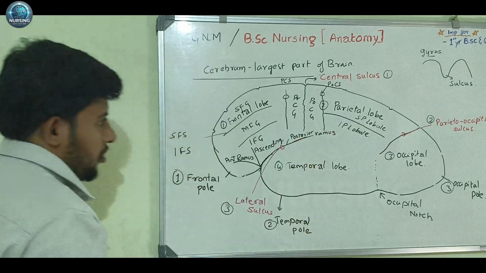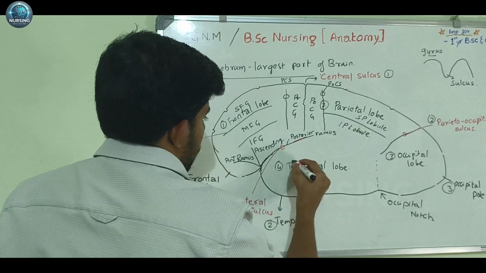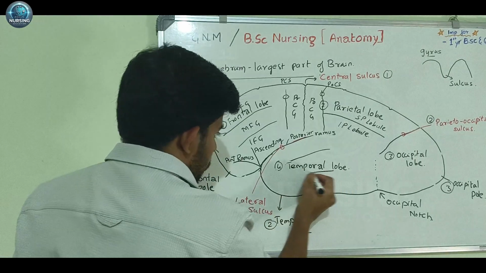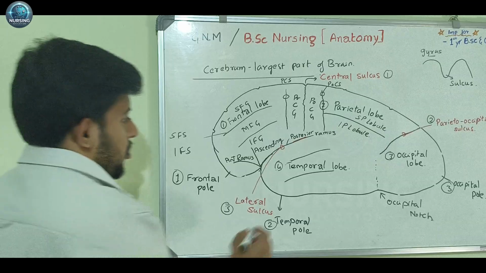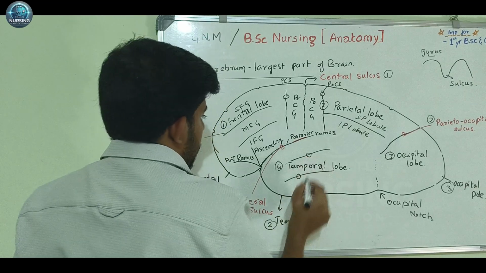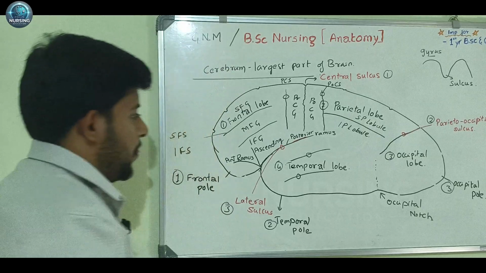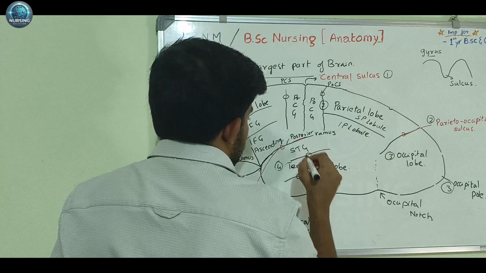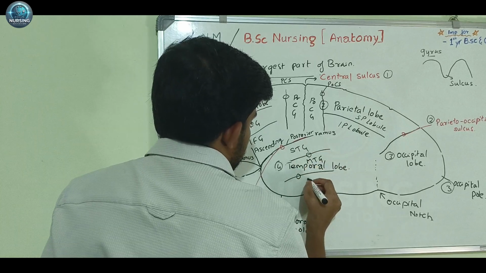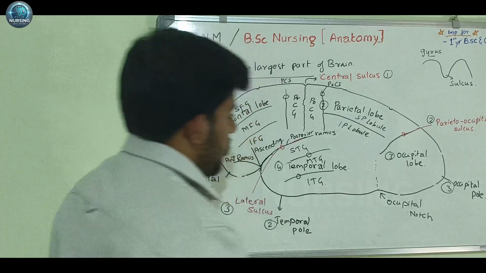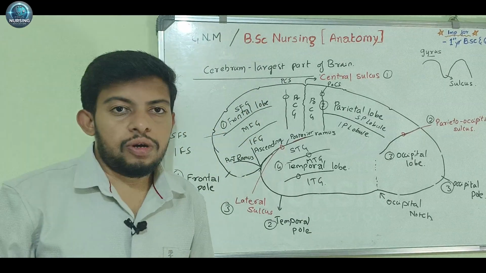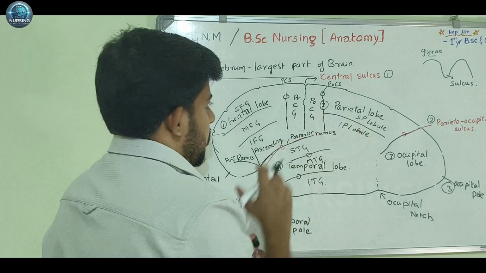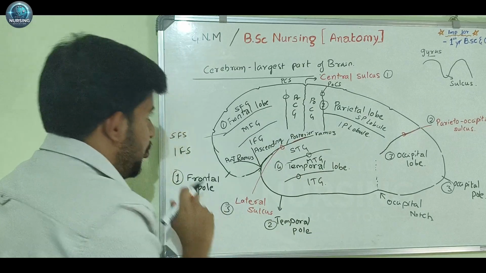Here we have the superior temporal sulcus and the middle temporal sulcus. Above the superior temporal sulcus is the superior temporal gyrus. This one is the middle temporal gyrus, and this one is the inferior temporal gyrus. So this is all about the cerebrum. I hope you understood it in depth: the sulci, gyri, lobes, and poles of the cerebrum.